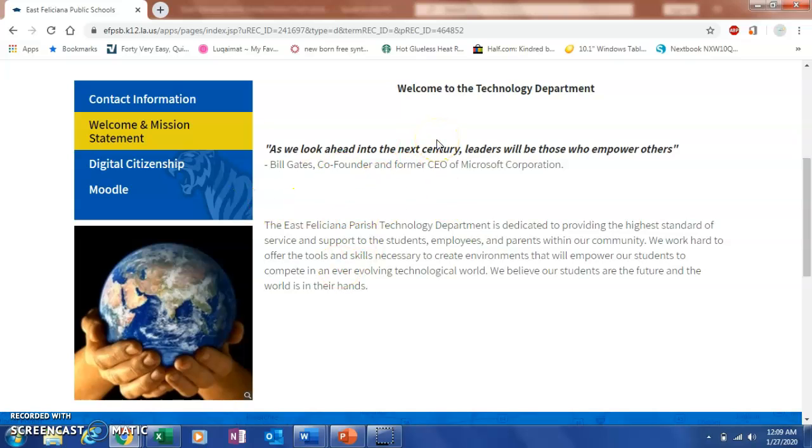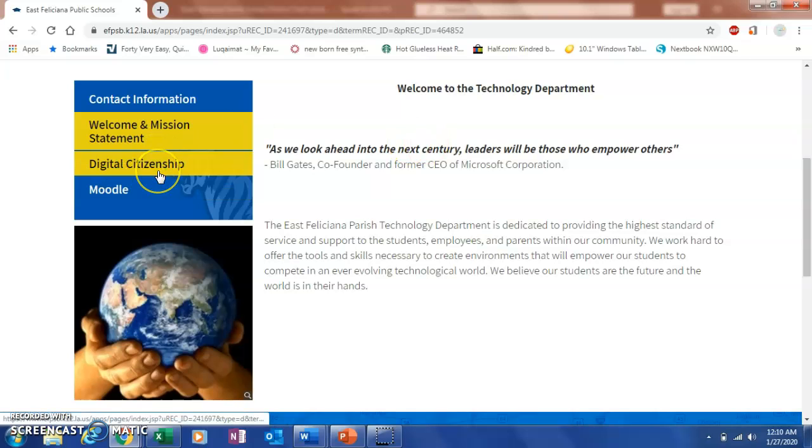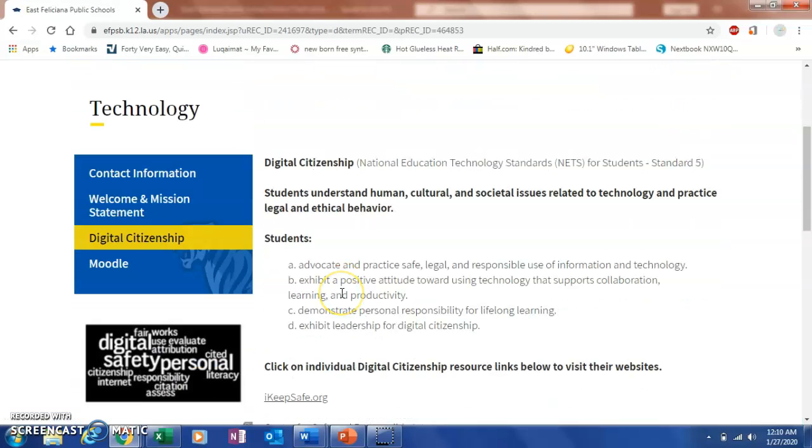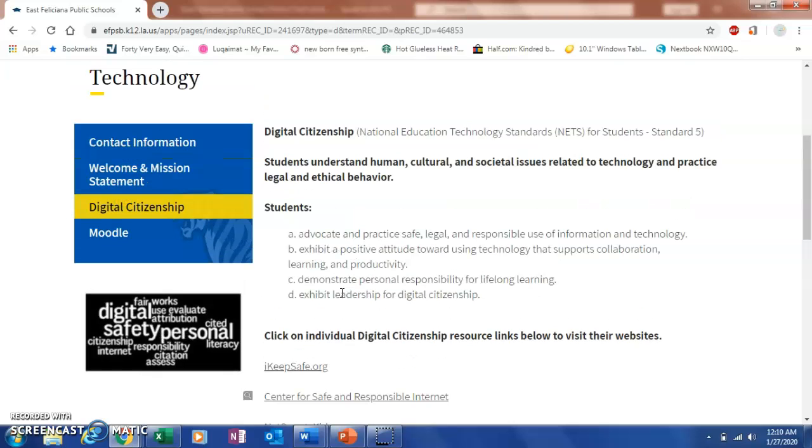It says that the district is dedicated to providing the highest standard of service and support to the students, employees, and parents within our community, etc. Okay, and then what I find very interesting is that they highlight this one standard that they adapt. Of course, all the standards were adapted from the NETS standards, but they highlight this one standard, which is digital citizenship, that says that students understand human, cultural, and societal issues related to technology and practice legal and ethical behavior.